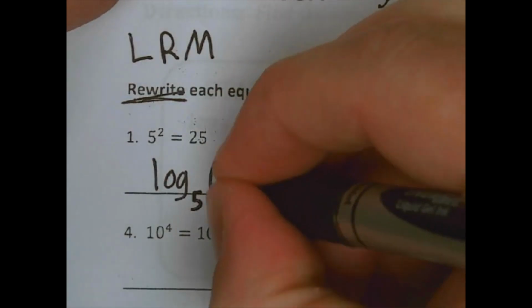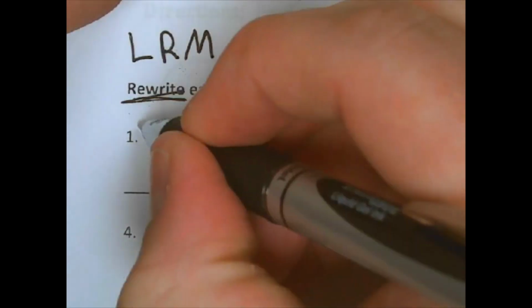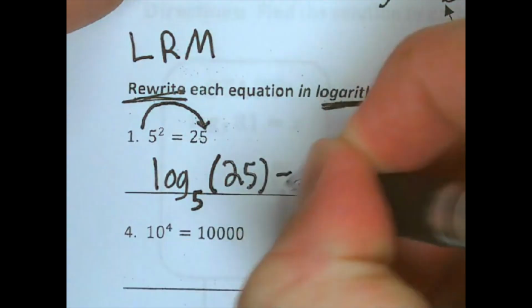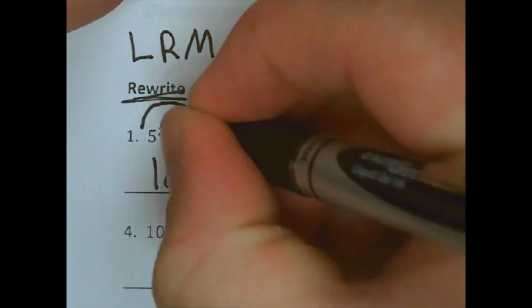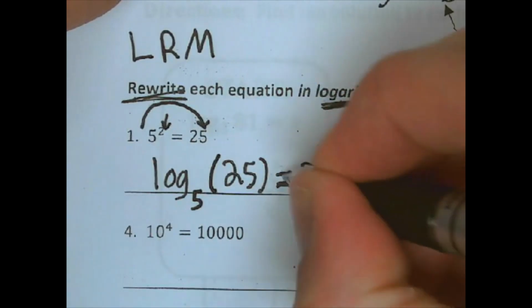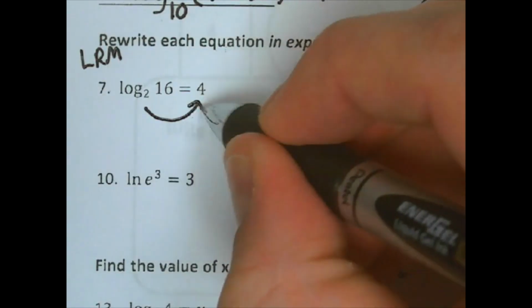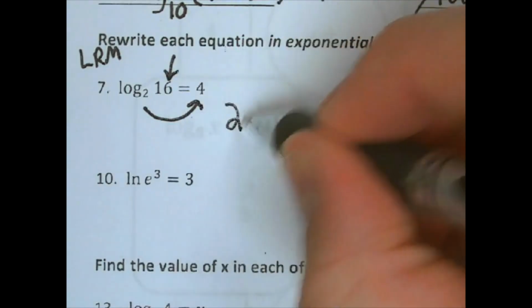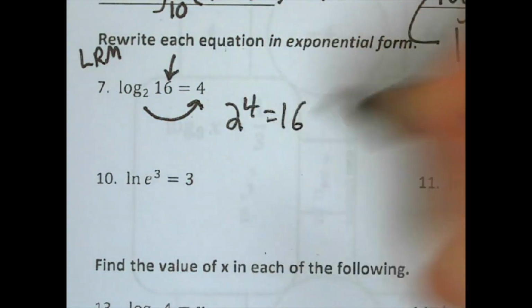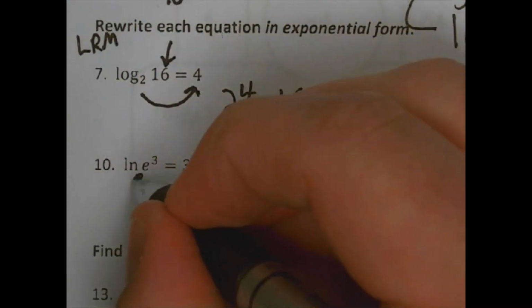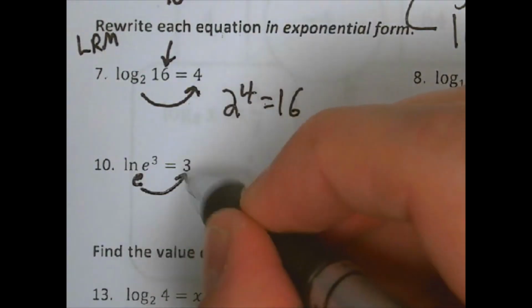Then draw parentheses. So left, right, which is 2^5, equals the middle, which is 2. Left, right, middle. So this will be 2 to the 4th equals 16. Down here, the base is e. e to the 3 equals e to the 3rd.